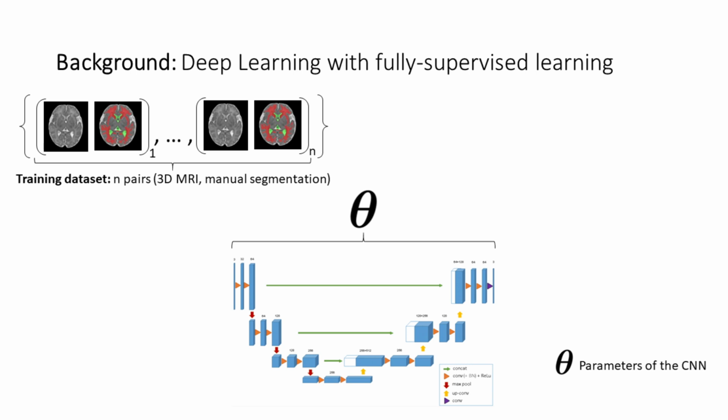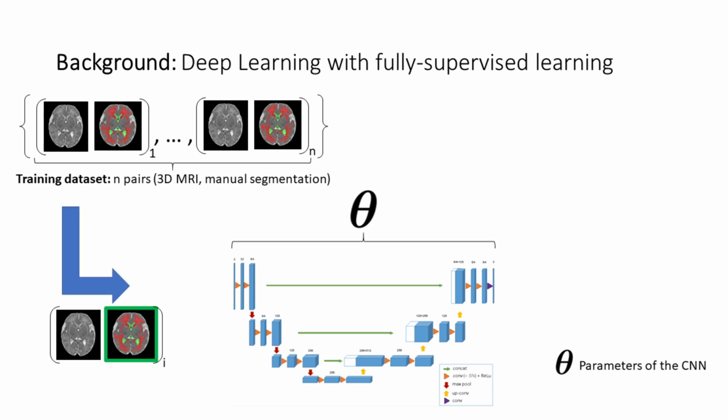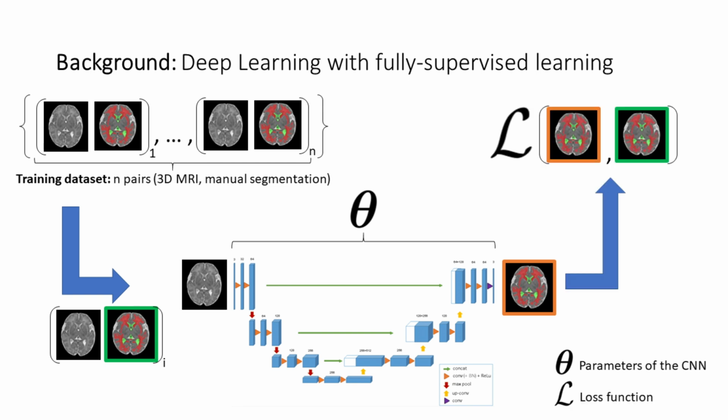Here is how training a deep neural network works. At each training iteration, we draw a batch of pairs of 3D MRI and manual segmentation. The deep neural network computes an automatic segmentation for each 3D MRI, and the automatic segmentation is compared against the manual segmentation using a loss function. This comparison gives us a gradient that is used to update the parameters of the deep neural network. We repeat iteratively until convergence.